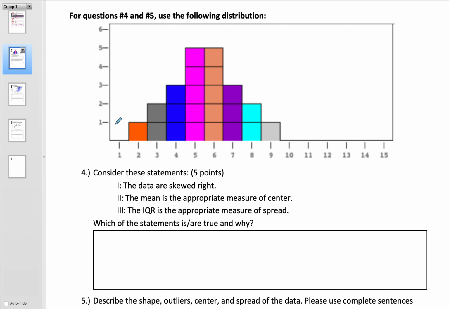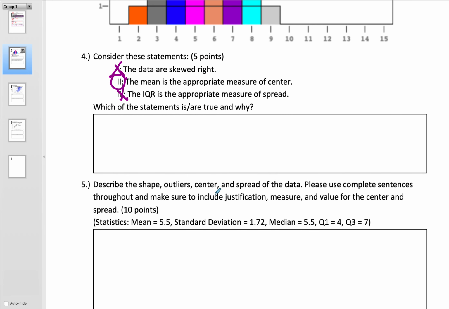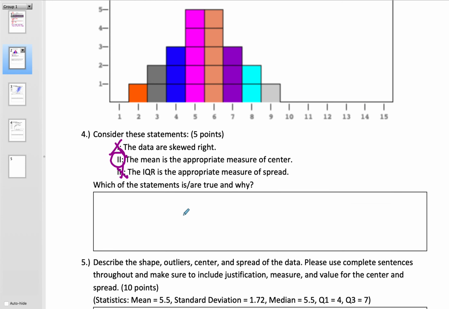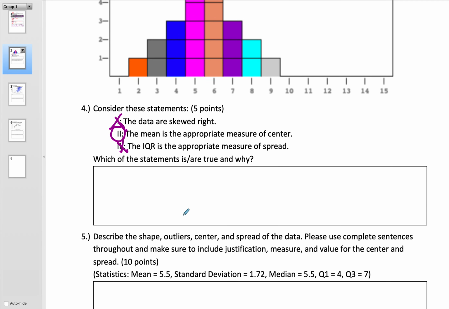All right, so hopefully you found that this was a pretty clear distribution. Data is definitely not skewed right. And if it's not skewed right, the IQR should not be used as the measure of spread, because it's only for skewed data. The mean is the appropriate measure of center, and as you can see, the median and the mean are exactly the same. So if you didn't know it was symmetric, look to the data and the statistics below that show you the mean and the median are exactly the same, making this data symmetric. There's no data that skews that mean, makes it unreliable on either end.